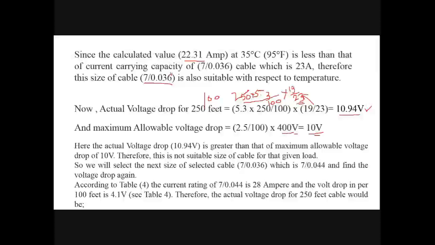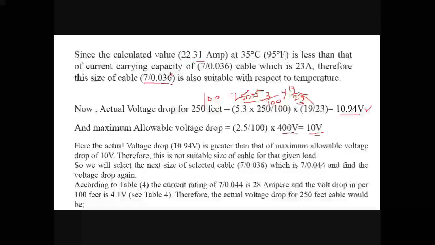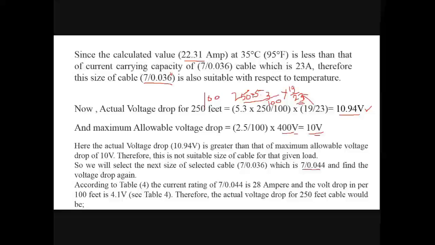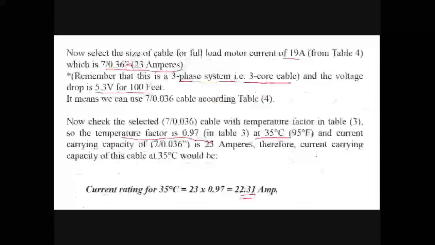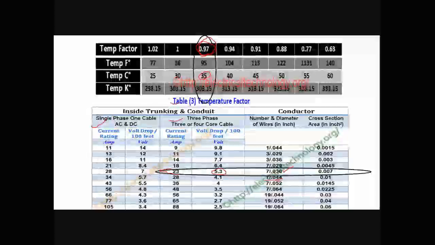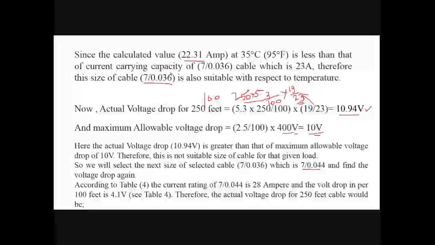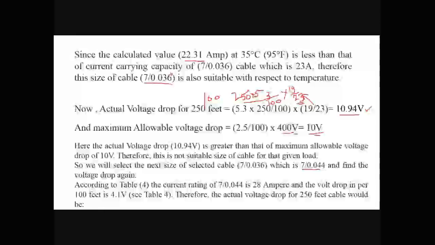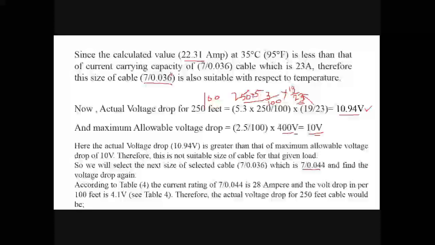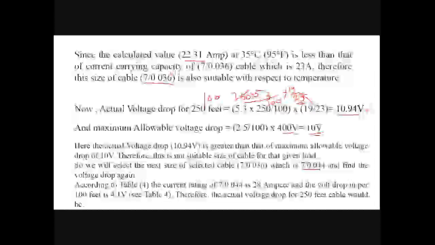Now what are we going to do? So we will select the next size of cable. What is the next value after 7 divided by 0.036? It comes as 7 divided by 0.044. Yes, so that is the next value, because our maximum allowable voltage drop is less in this case than the actual voltage drop. So we have to go ahead and find the voltage drop again.